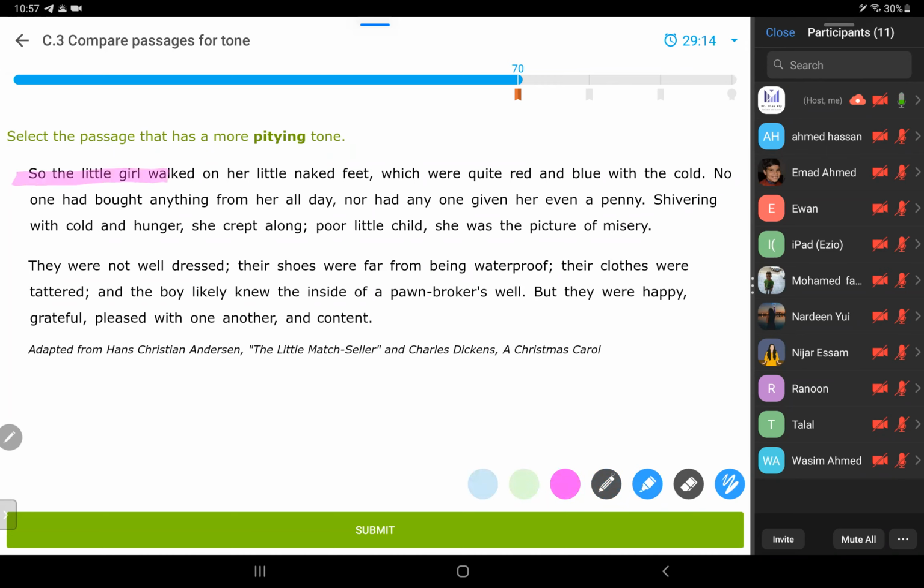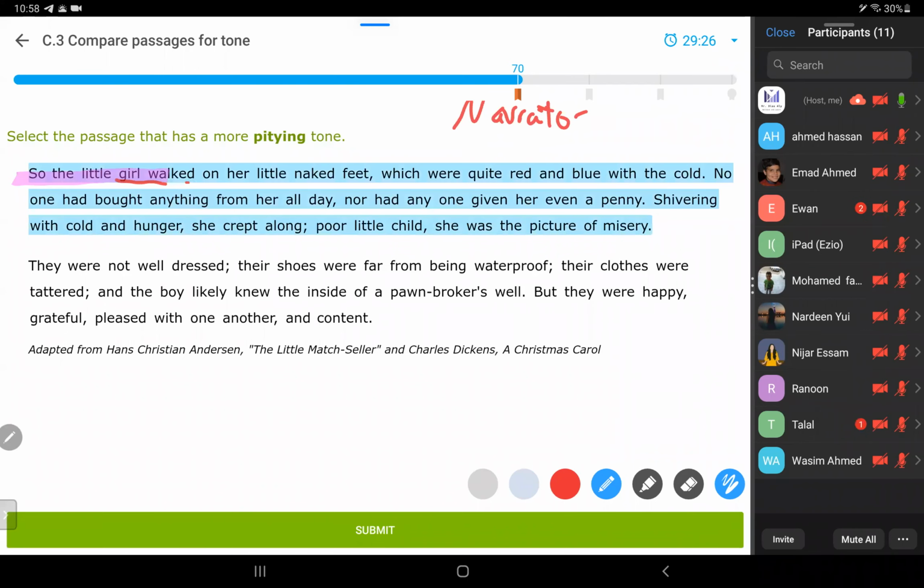We are discussing the narrator, don't forget. We are not discussing the feelings of the girl. We are not discussing the girl here. So the little girl walked. We don't care about the girl. We care about how the person who is telling the story or this paragraph feels, not about the girl. Remember this.